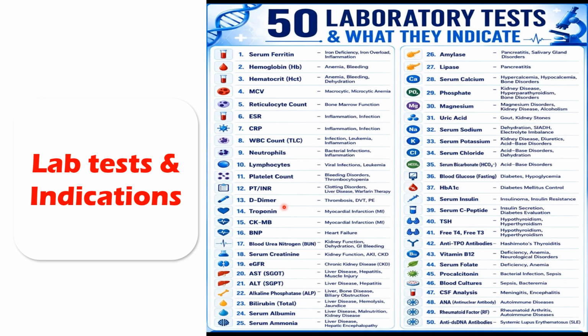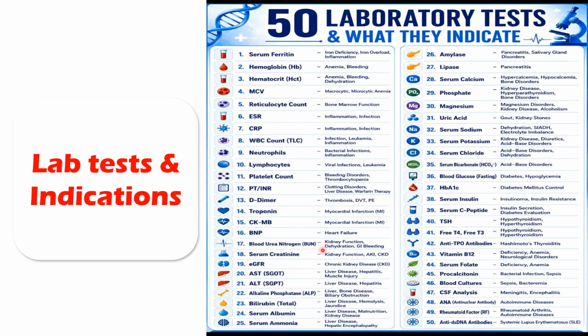D-dimer test is done in case of thrombosis, then DVT, that is deep vein thrombosis, and pulmonary embolism. Troponin is indicated in case of myocardial infarction. Also, the CKMB, that is creatine kinase test, is also indicated in case of myocardial infarction. BNP or B-type natriuretic peptide is indicated in case of heart failure.